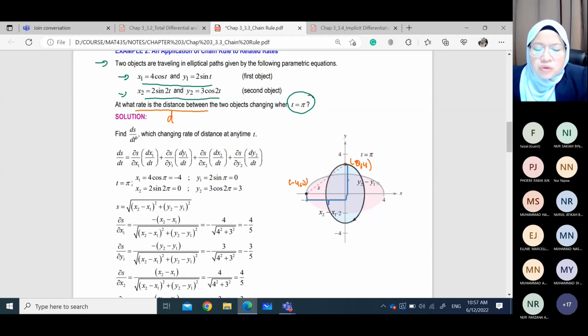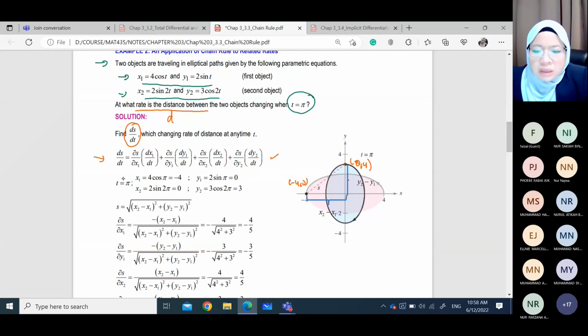Okay. Alright, so now find ds/dt. So this is a question. You need to find the rate of change of distance at any time t. Right, so ds/dt, this is the formula for ds/dt, which is the derivative of s with respect to x1 multiplied with dx1/dt, and then plus the derivative of s with respect to y1 multiplied with dy1/dt, and then plus this one and this one. Okay, so this is the formula for the rate of change of distance at any time t.